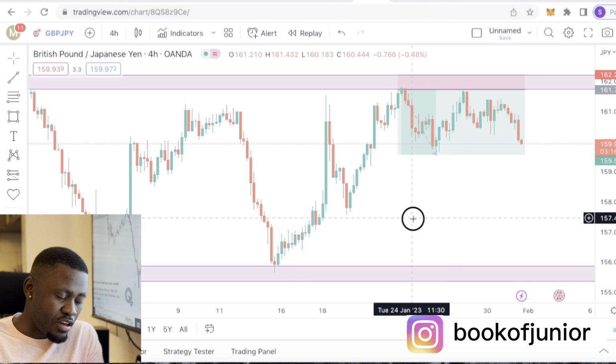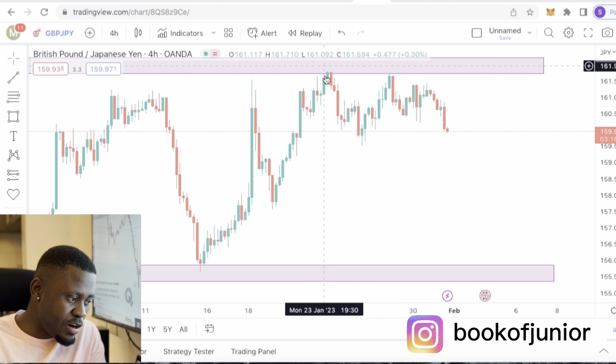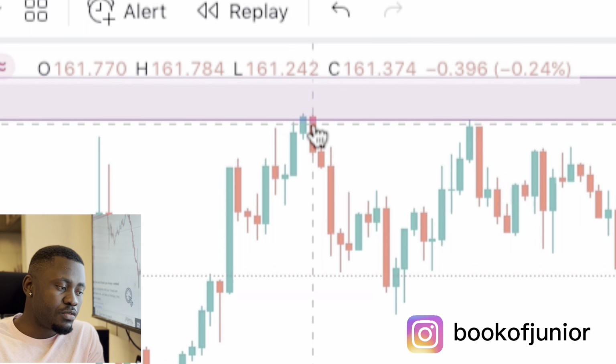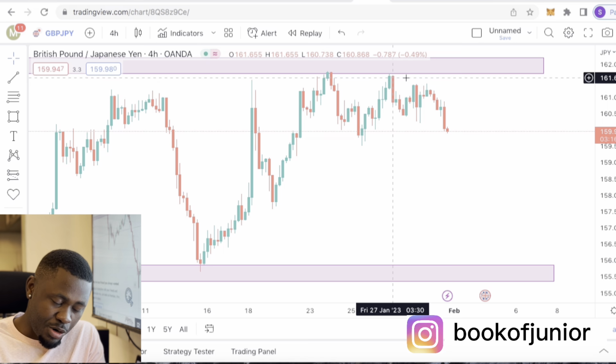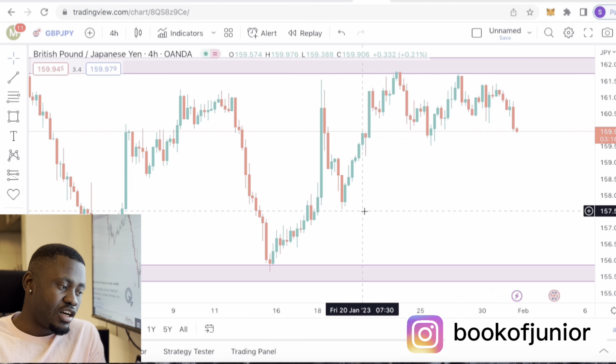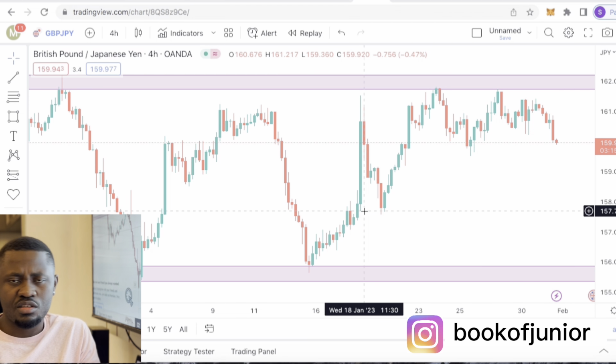Again, what do we have here? Traders, I want you to look. What do we have right here? We have an engulfing candle, a bearish engulfing candle right here. Again, we have another bearish engulfing candle right here. So literally, you would be taking trades with confirmations. The first confirmation you have is a support and resistance level.